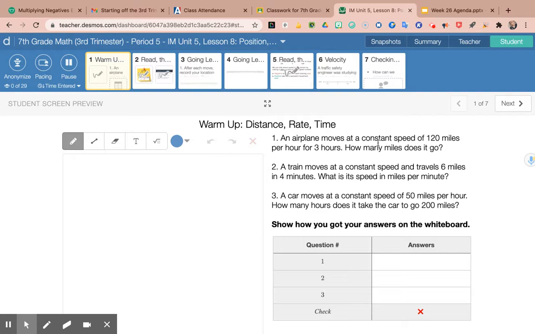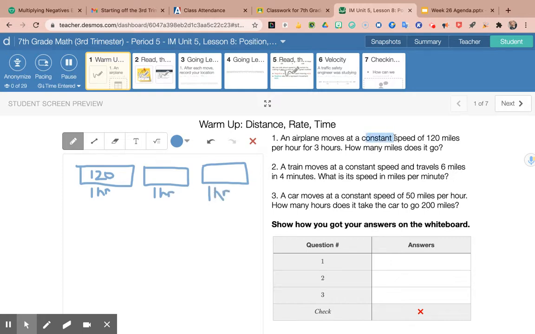Number 1, an airplane moves at a constant speed of 120 miles per hour. So I'm going to draw a picture. So 120 miles for 1 hour. It says per hour. And it's moving for 3 hours. How many miles does it go? So it wants to know how many miles it goes in 3 hours. So 1 hour, 2 hours, 3 hours.